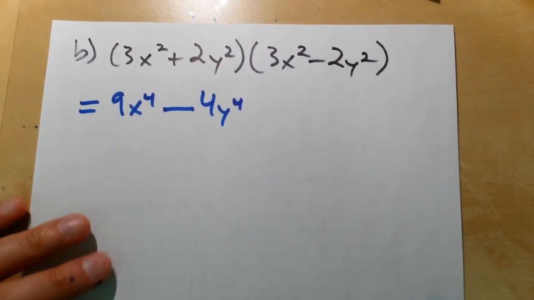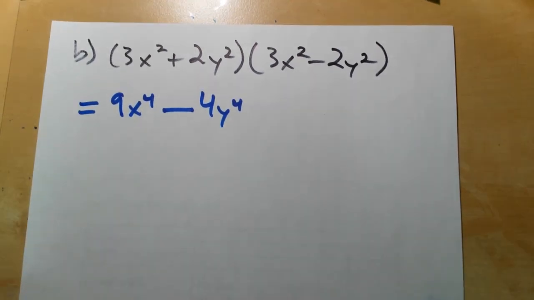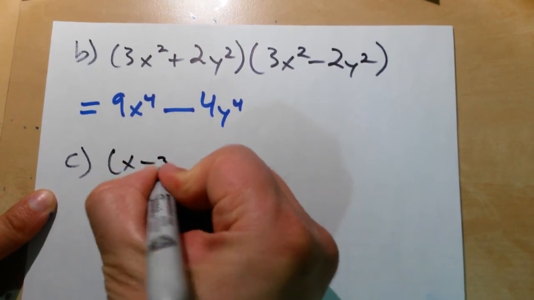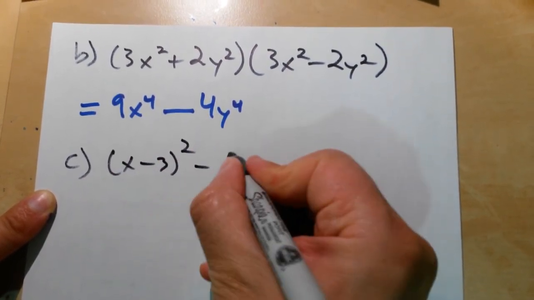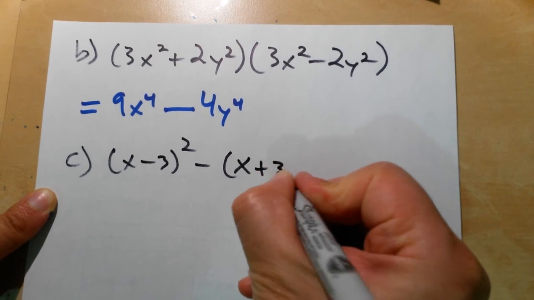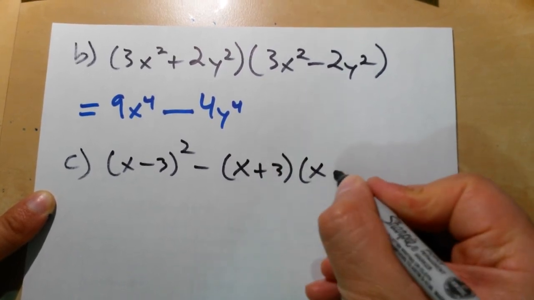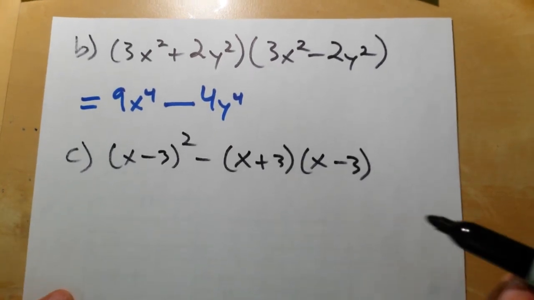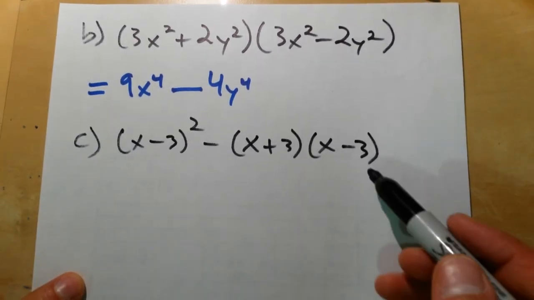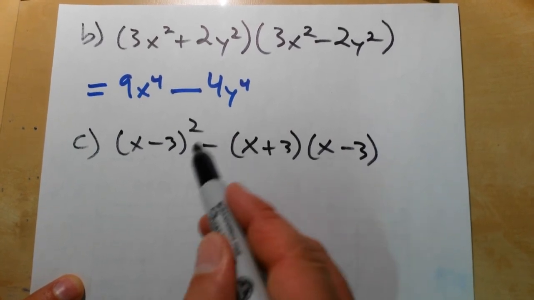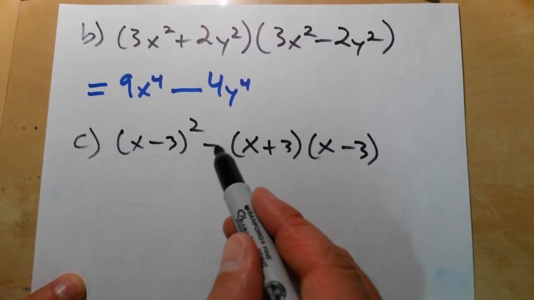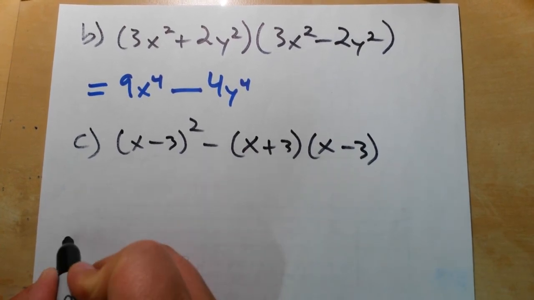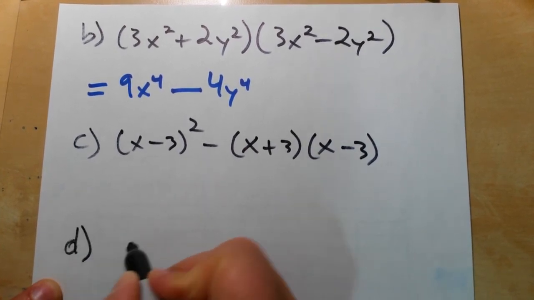All right, there are two more examples. We have x minus 3 squared minus x plus 3 times x minus 3. So here, same thing, use what you just learned in this video, but afterwards you perhaps have to collect some like terms. But same thing here. Use what you just learned.